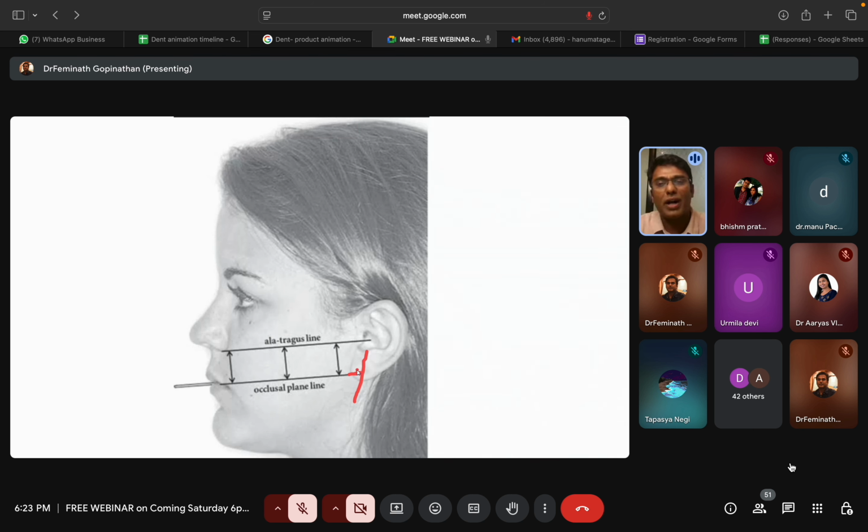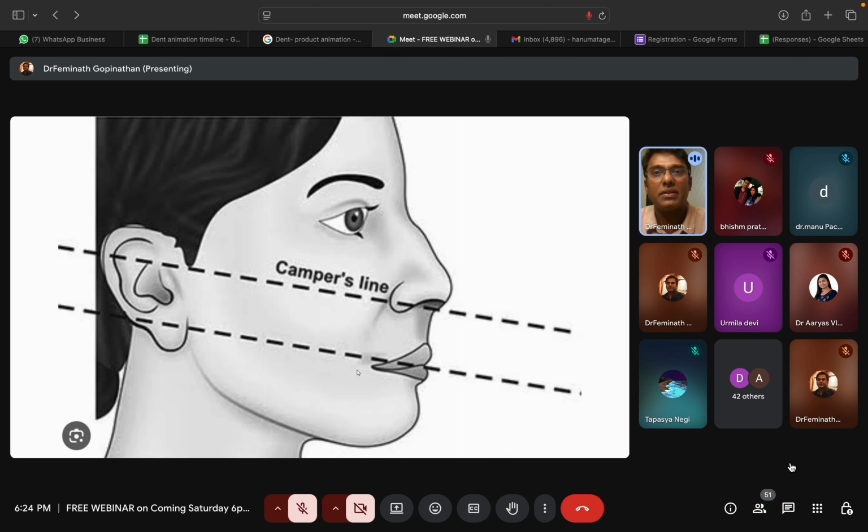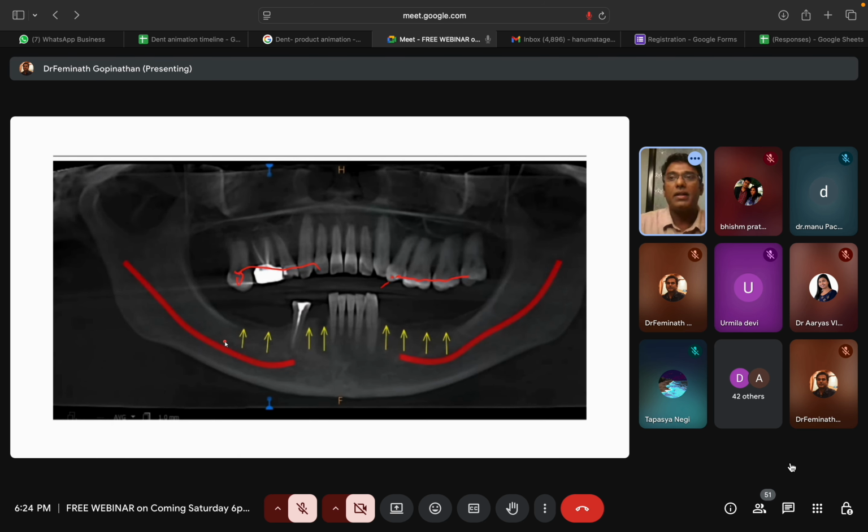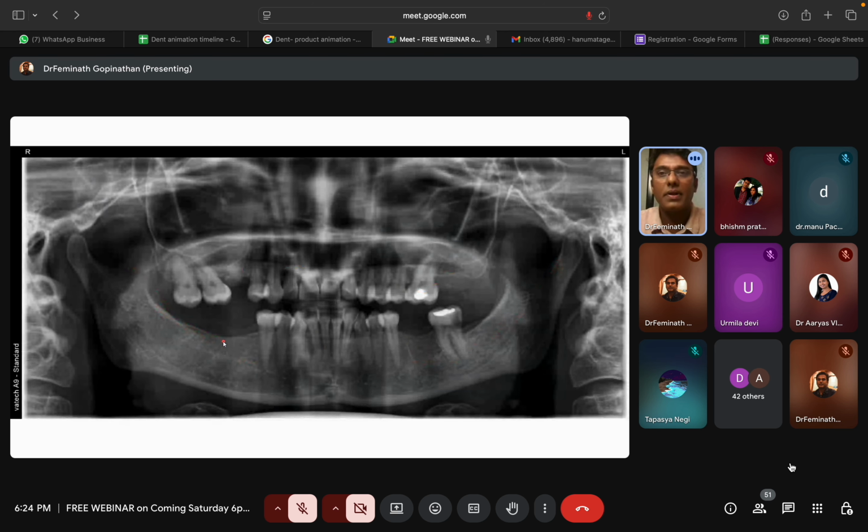So this is all arbitrary lines which will help you decide on the plane of occlusion. So this is another thing. You can see this has been drawn like this. So this will be the occlusal plane. Always ensure that this occlusal plane is followed. Now see this.